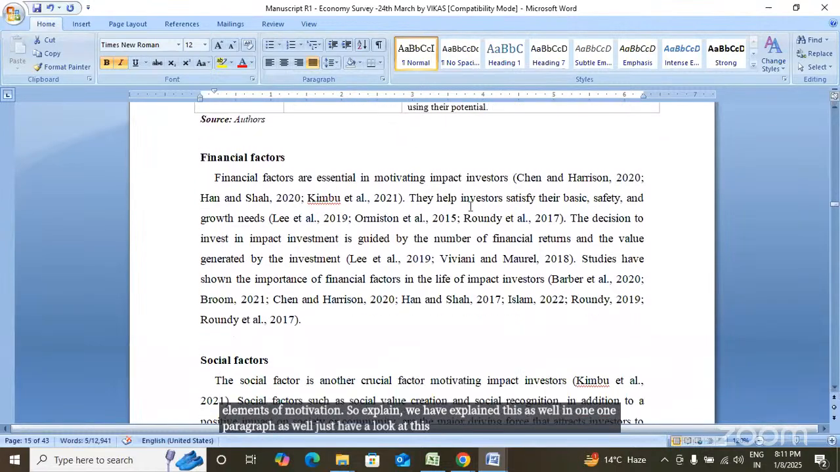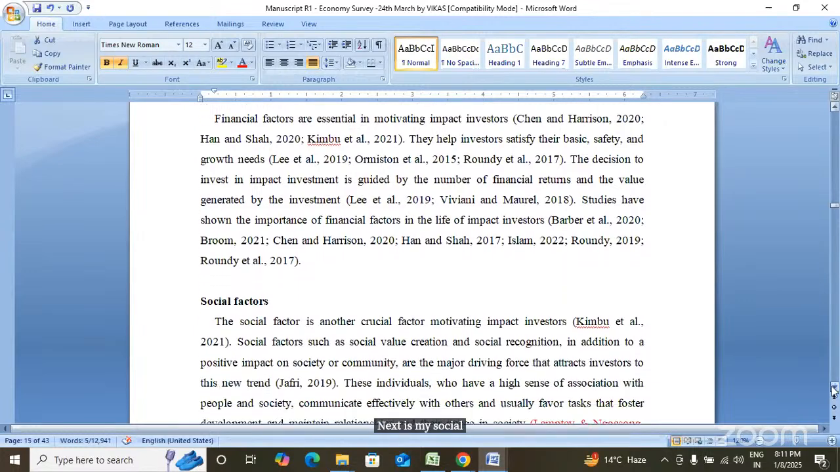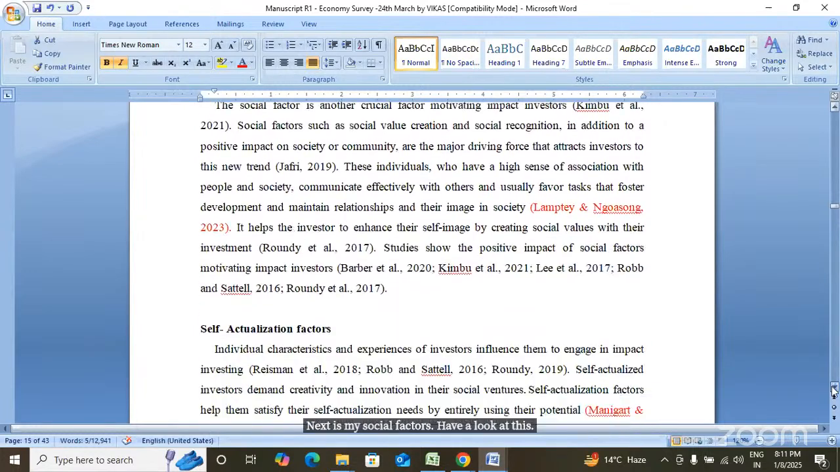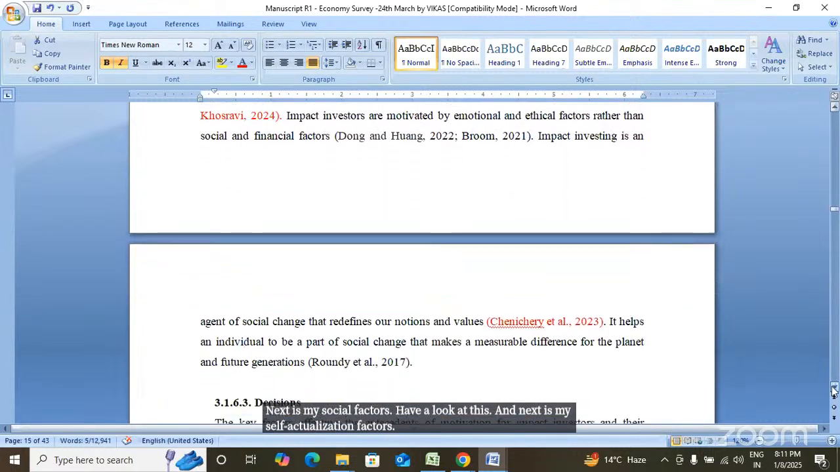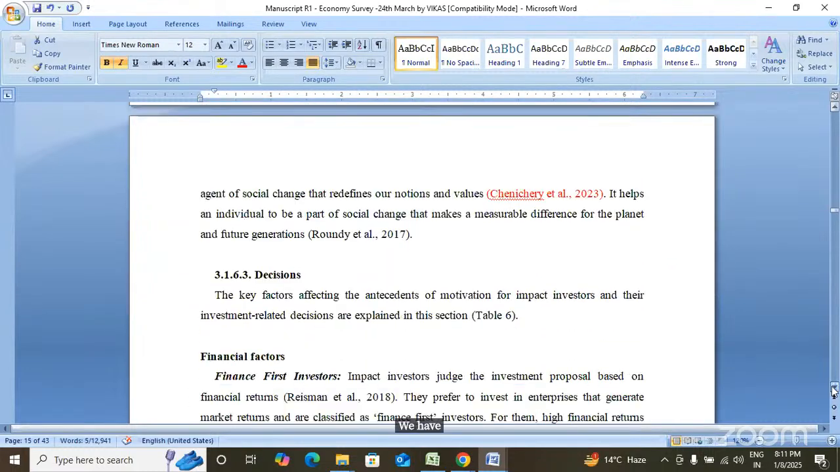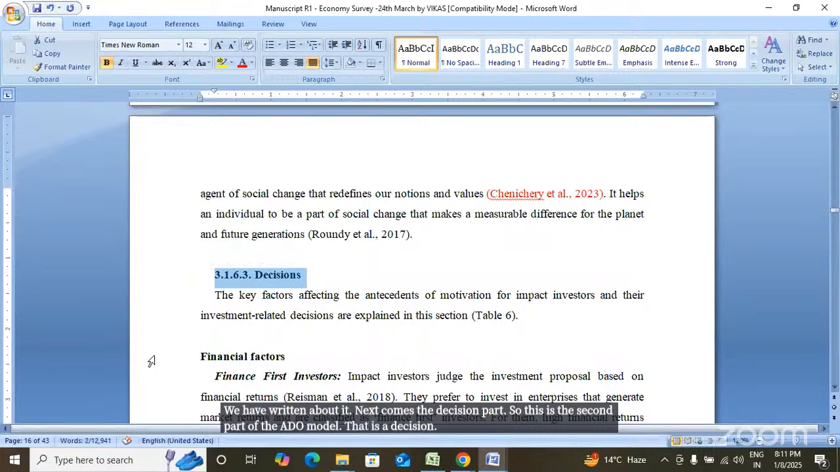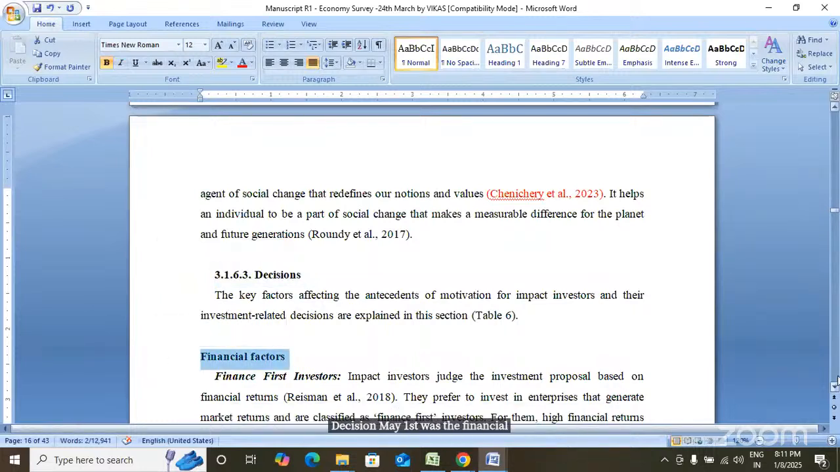So these are my financial factors. Next is my social factors. Have a look at this. And next is my self actualization factors. We have written about it. Next comes the decision part. So this is the second part of the ADO model, that is decision. Decision, my first was the financial factors. So we have explained all the aspects of it.